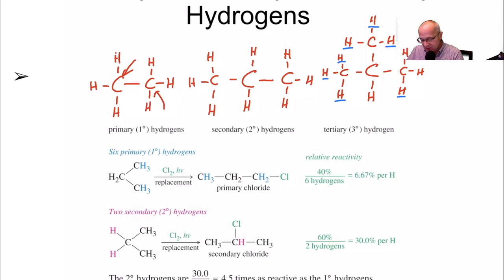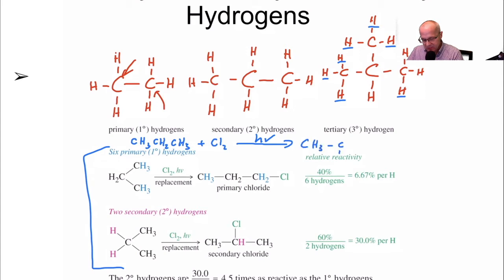Now, let's take a look at these two reactions here. Essentially what we're going to do is take propane and a little bit of UV light, and we're going to get a mixture of products this time. Okay, so two different potential products. One is reacting at the primary carbon. The other one is reacting at the secondary carbon.